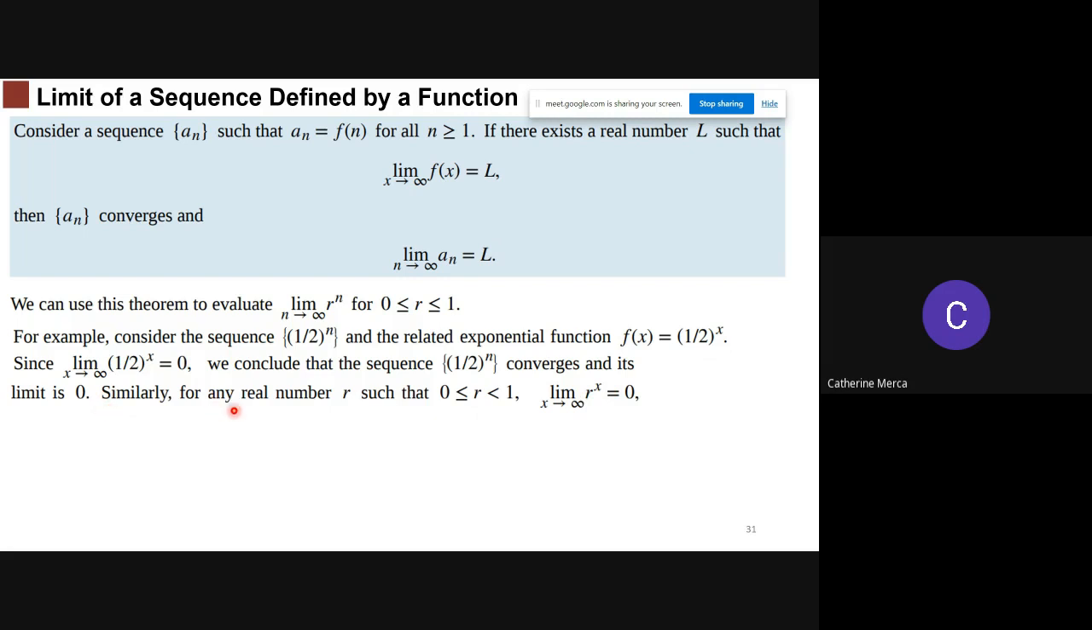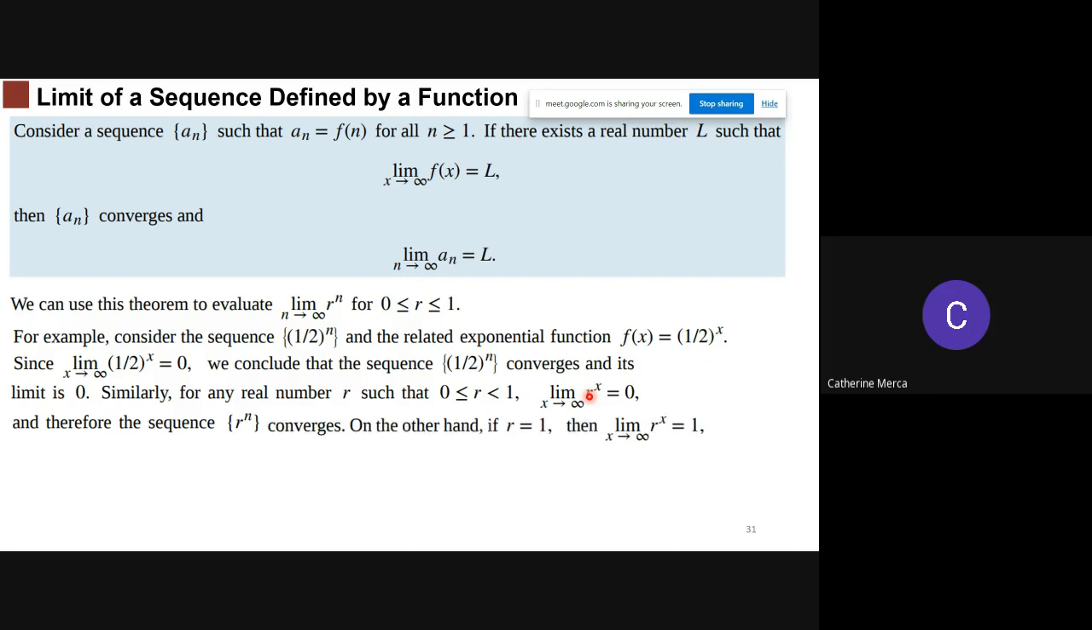So similarly, for any real number r, r to the x, as long as your r is greater than or equal to 0, so 0 to the x, but less than 1. So it is a decimal number. Then, what will you have?